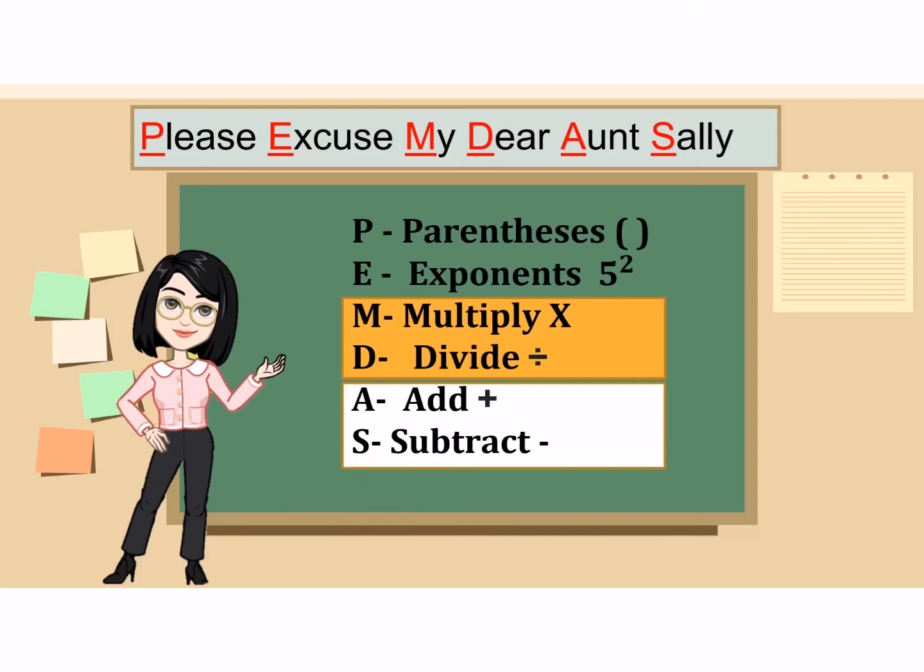If you will notice, multiply and divide are joined together in this area because in a given mathematical expression, whatever comes first from left to right, either multiply or divide, should be the third operation to solve. The same with add and subtract. Whatever comes first from left to right, either add or subtract, should be the fourth operation to solve.